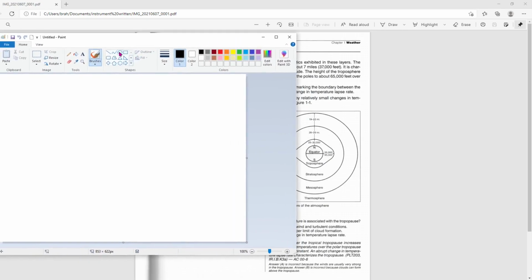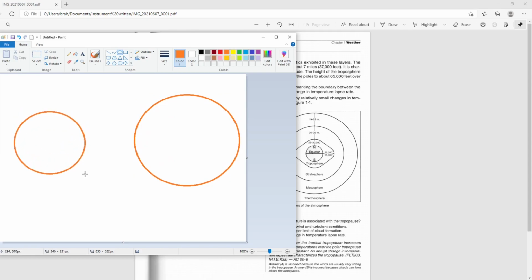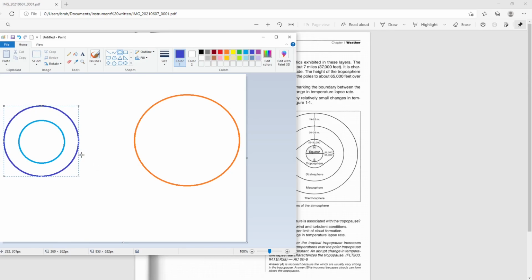So let's look at it from the first angle. We can draw the sun here, and then we can draw the Earth. Let's make that blue. And then we can draw some extra layers here. We can draw the troposphere, and we can draw the stratosphere. So, all right, we got our two layers here.